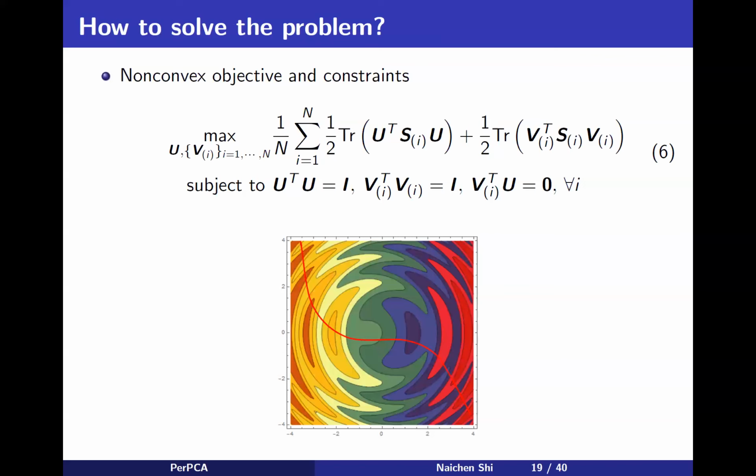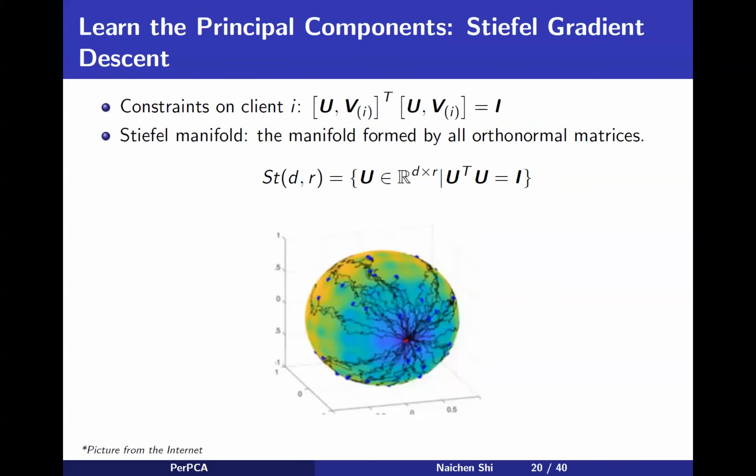It looks hard, but if we look deeper into the constraints, we'll see that if we concatenate them into a matrix form, the constraints basically require the matrices, the global and local PCs, to be orthonormal matrices. And all the orthonormal matrices of a certain shape form a certain manifold called the Stiefel manifold. And to solve a constrained optimization problem on the Stiefel manifold where the objective is differentiable, we can use Stiefel gradient descent.